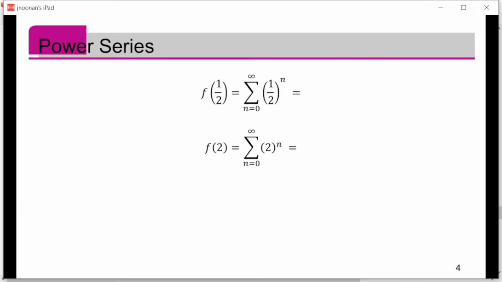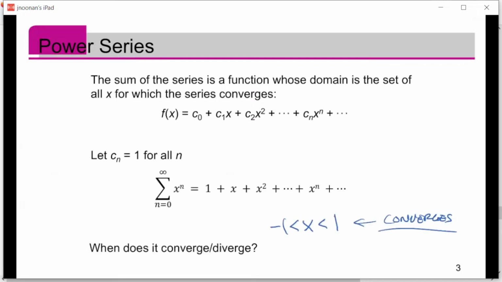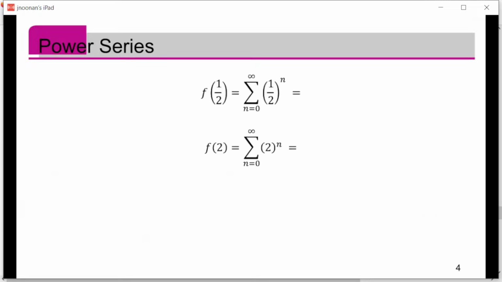Do you know what f of 1/2 is for this? Here is the function that I'm calling f of x. There it is. So can you compute for me f of 1/2? See if you can do that. And I'm going to see if I can find my graph of this particular power series, because this is fascinating.